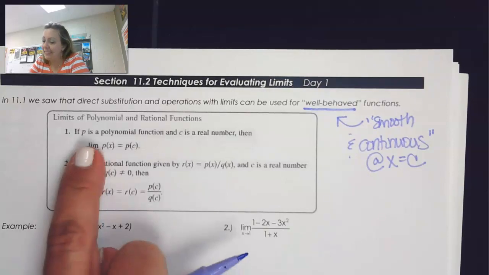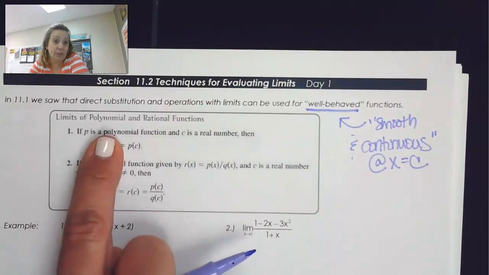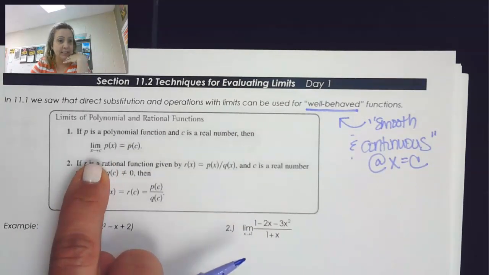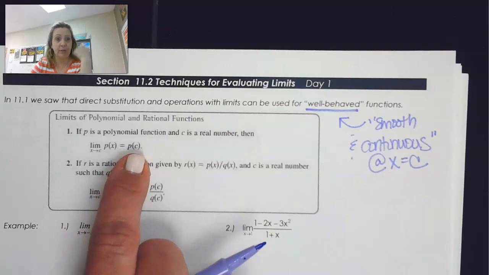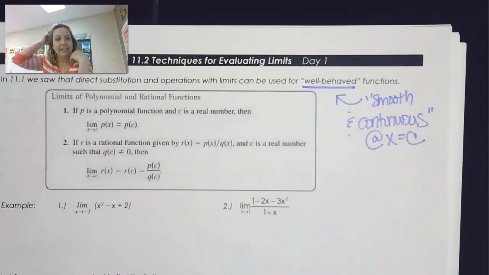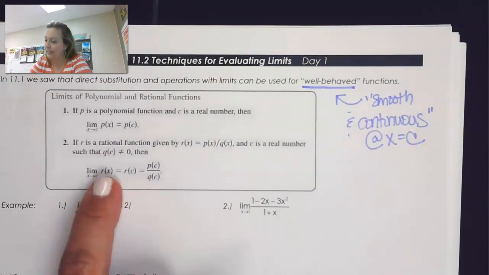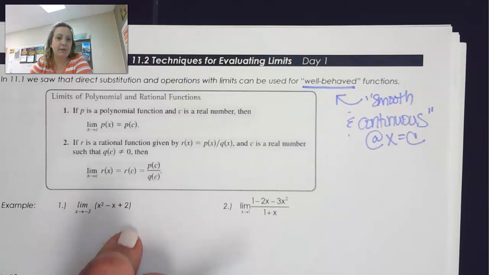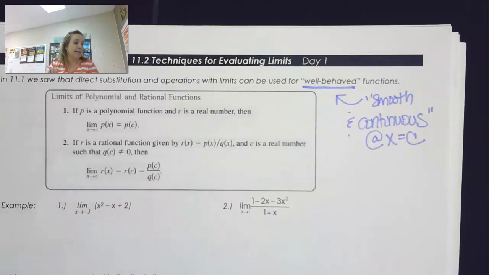And we know that if p is a polynomial function and c is a real number, the limit of the polynomial as x goes to c is just the value of the polynomial function at c. And as long as our denominator is not 0 in a rational function, then we can do the same type of thing. So we're just able, again, to use direct substitution. So let's just review that real quick.